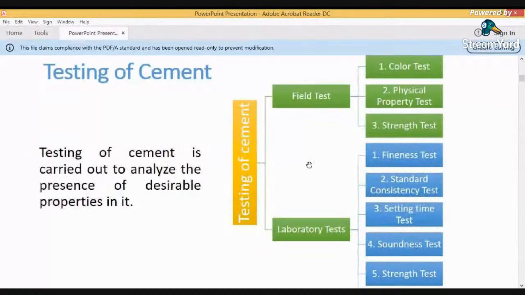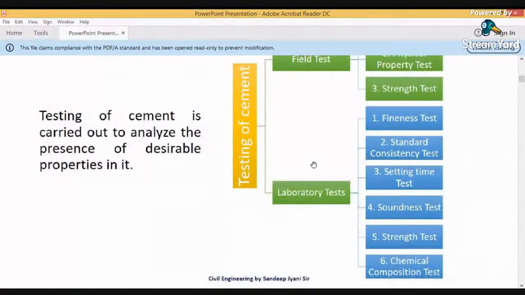And the fourth one is called the soundness test. Soundness means the volumetric expansion, because cement should not be allowed to go for high volumetric expansion. If that happens, cracks will form, and finally the structure will collapse. Then in the laboratory we also measure the strength test. Then the chemical composition test is also there for laboratory tests.